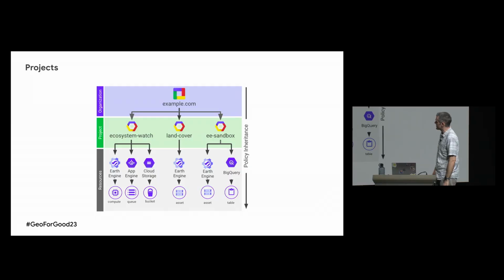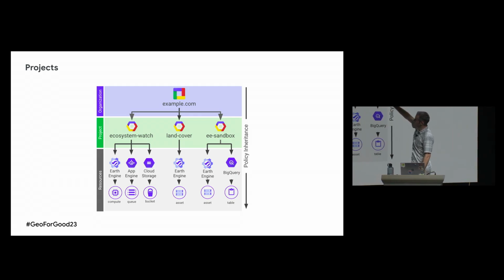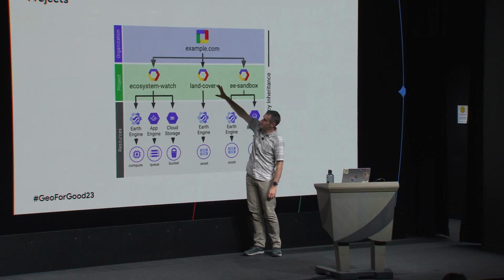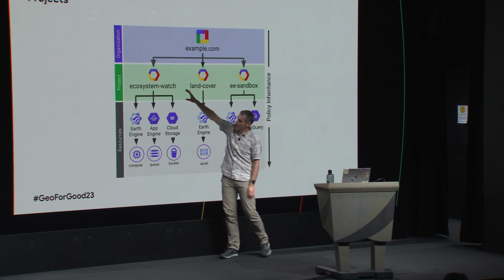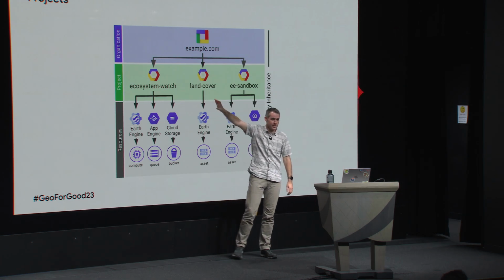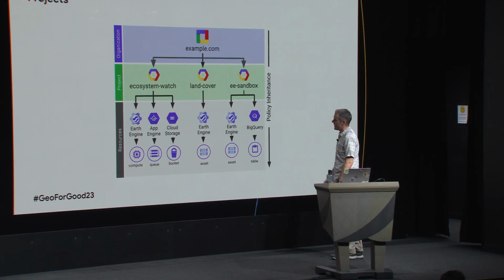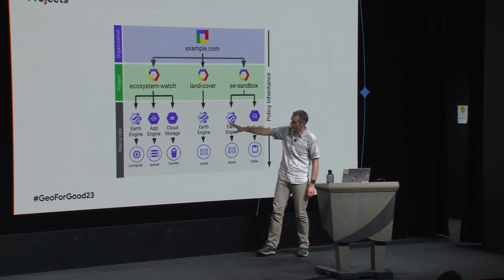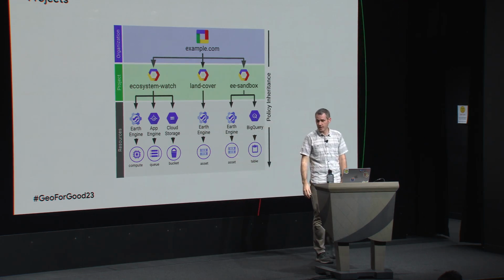Okay, so here's just an example where we have an organization. They have multiple projects. They might have one project for sandbox or development work with Earth Engine. They might have another project that's associated with monitoring or building land cover data products. And then they might have an operational or a production level project where they actually have their ecosystem watch type service that they provide. Within each of these, they might have different services that are enabled or disabled to accomplish the goals that they want to accomplish for that particular project.